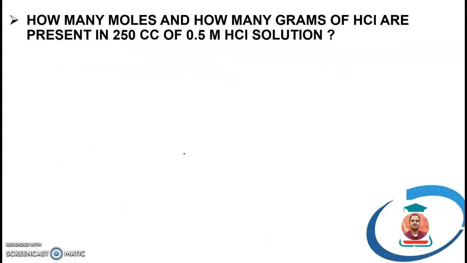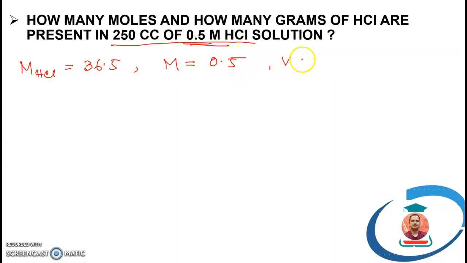How many moles and how many grams of HCl are present in 250 cc of 0.5 molar HCl solution? So here, 250 cc of 0.5 molar HCl solution. What is the molecular mass of HCl? The molecular mass of HCl is, we know, 36.5. Molarity is given as 0.5. Volume V equals 250 centimeter cube. Cc means centimeter cube.